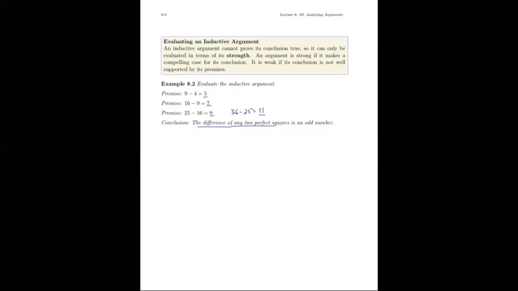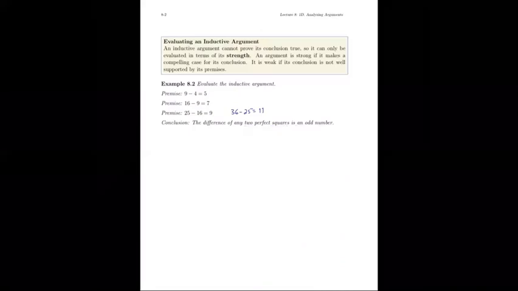So it might seem like a reasonably strong argument at the moment, but what we're going to look for is possibly a counterexample. Okay, how could we break this conclusion? We need to find 2 perfect squares whose difference is not an odd number. Okay, if we can find that, we have a counterexample, and then we've completely broken the inductive argument. We can call it a weak argument.